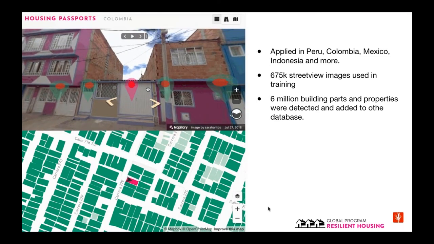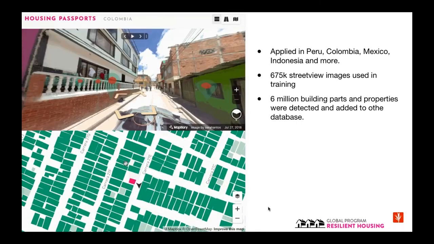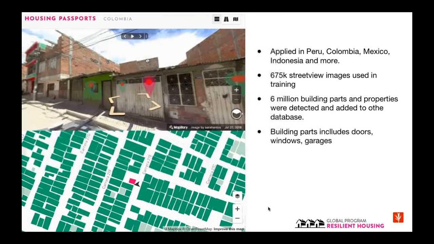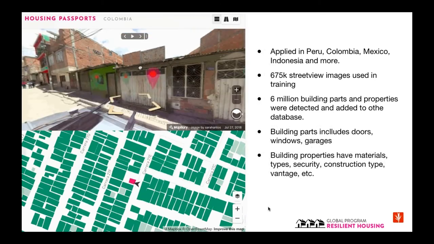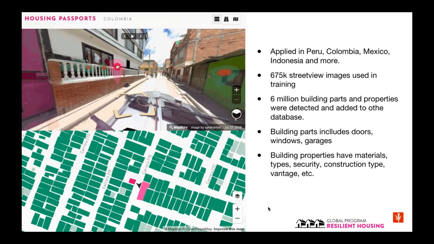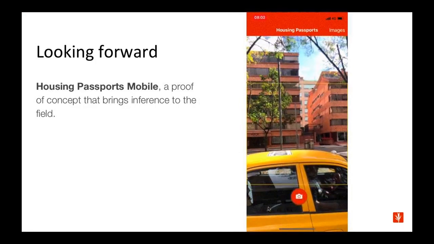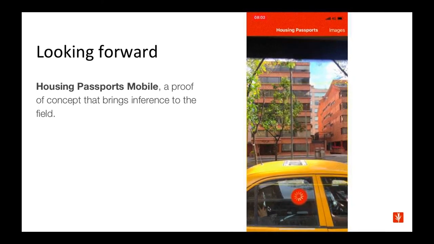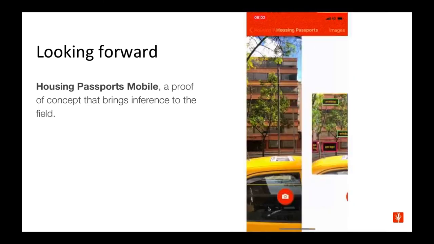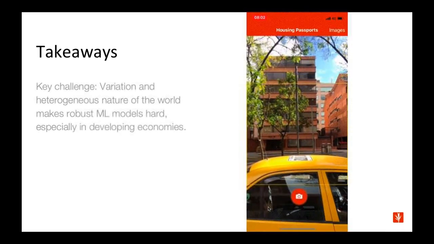So looking forward, we have a proof of concept called Housing Passports Mobile that brings inference to the field. And some key takeaways. The key challenge here is that the variation and heterogeneous nature of the world makes robust ML models hard, especially in developing economies. And a key solution is high quality training data produced by high resolution satellite imagery and expert human mappers. So thanks.